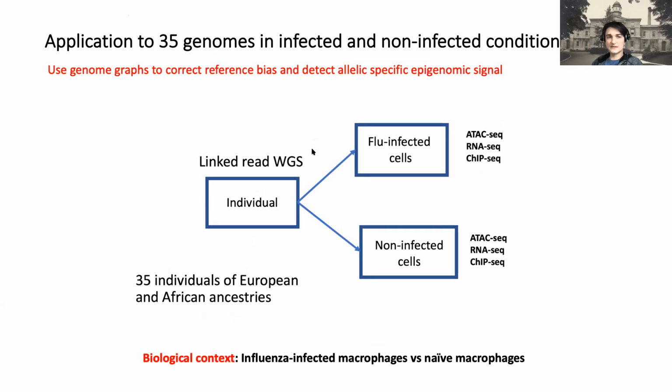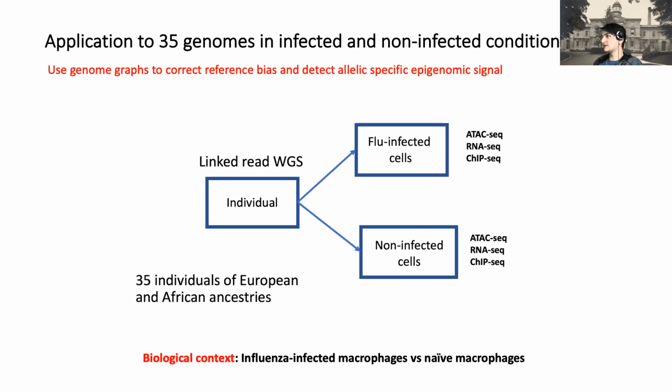So as you can see, this data set is quite rich. Each individual is sequenced using linked read libraries. And also each individual basically donated macrophages that were influenza infected or naive, and were sequenced under these two conditions with ATAC-seq, RNA-seq, and ChIP-seq. So we can do quite a lot with this data.